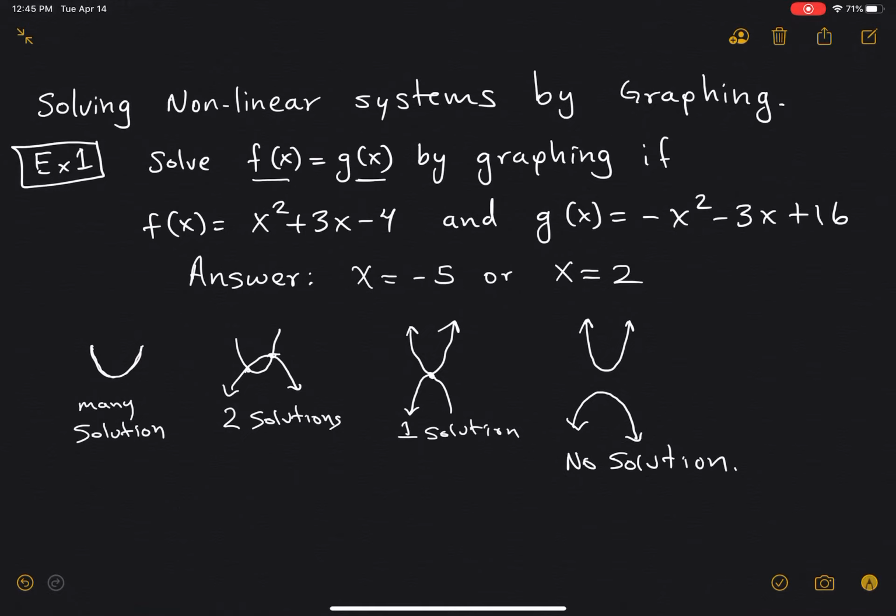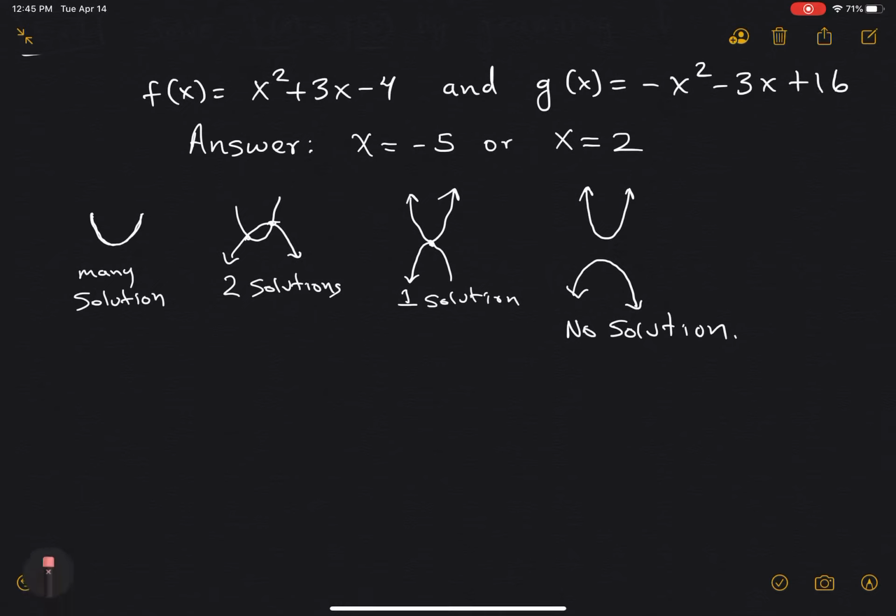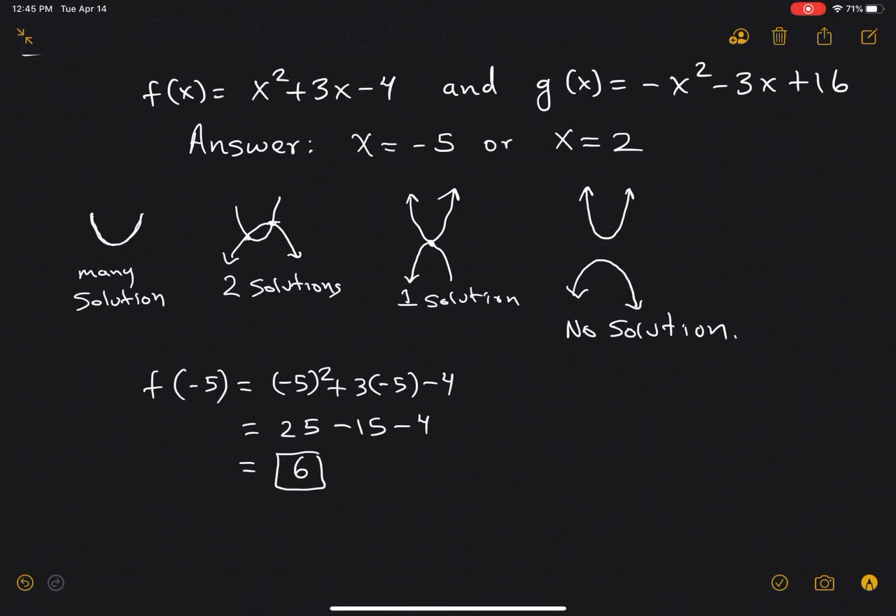Notice again, you could check this algebraically. You don't have to, but if you are taking an important test and you want to make sure you got it right, notice what f of -5 is. -5 squared plus 3 times -5 minus 4. -5 squared is 25. 3 times -5 makes -15, and minus 4. 10 minus 4 is 6. So f of -5 is 6.